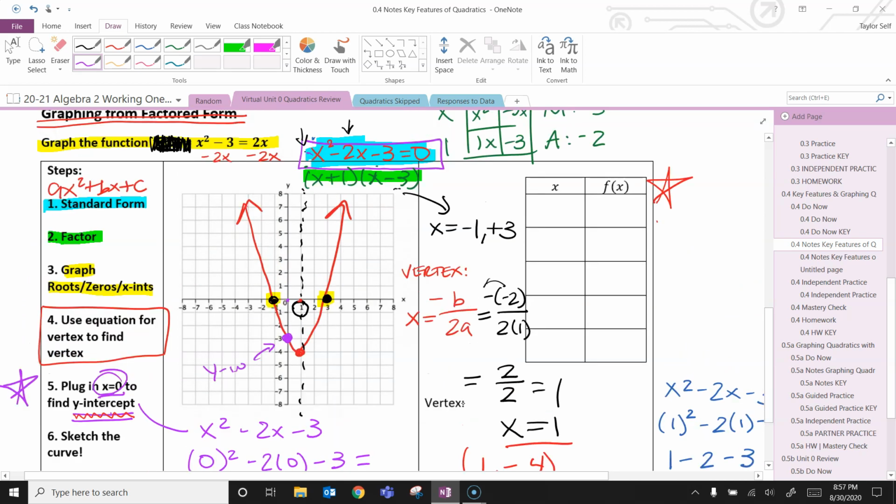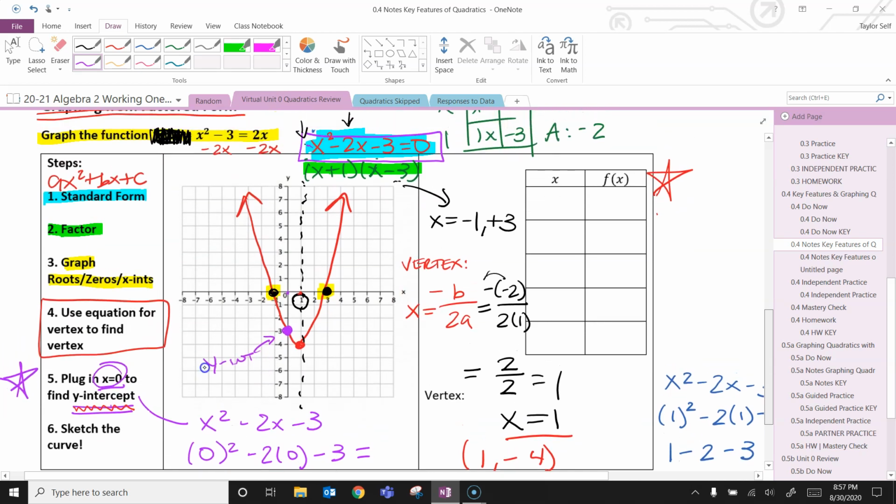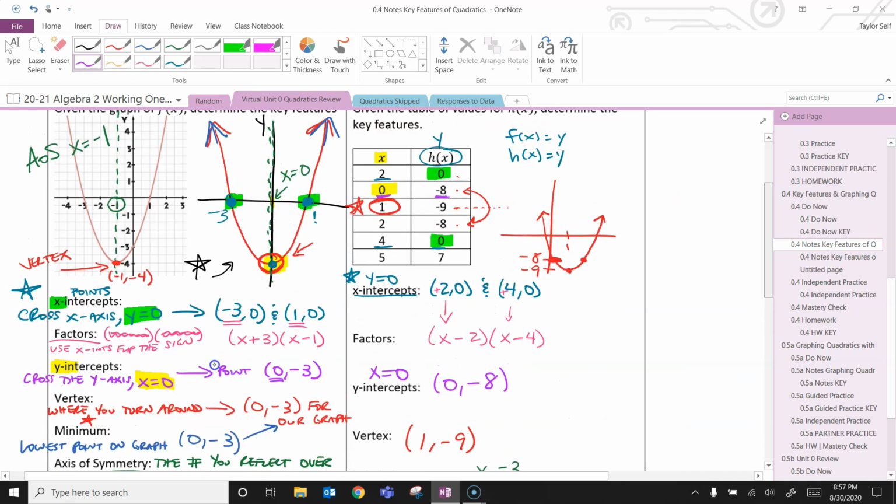I'll label it. All right, so that was notes for today. I know it's kind of long. Now you are going to get a chance to practice. Good work writing all that down. If you need help, you can go back in your OneNote in the content library and you can find all of these notes in there.